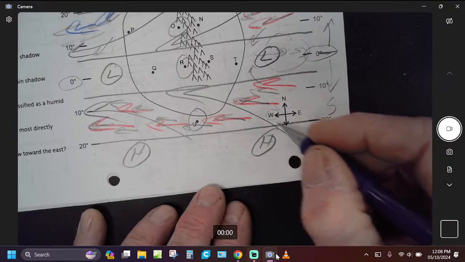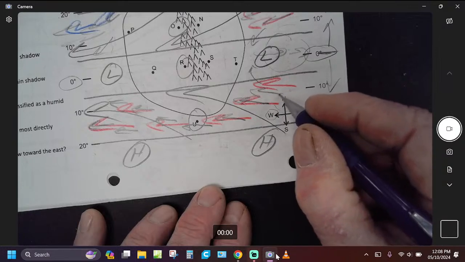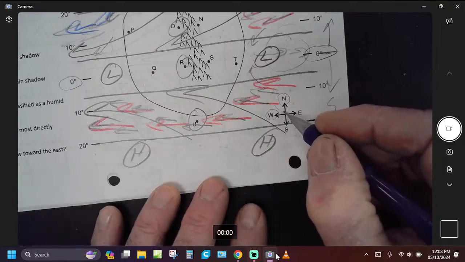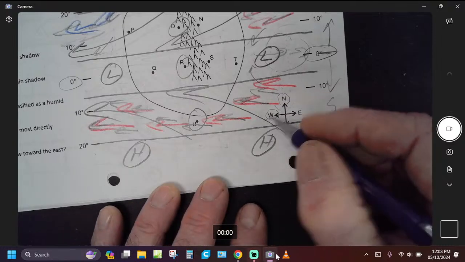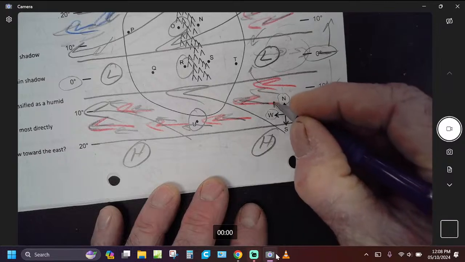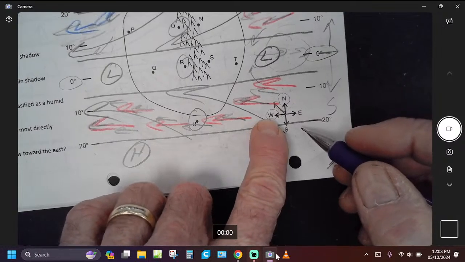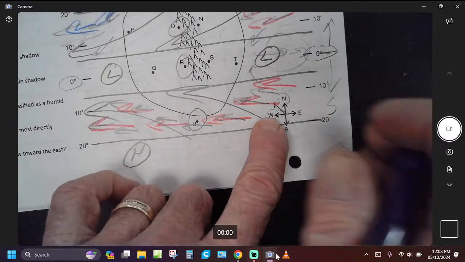So here's west, and here's north, and northwest means right in between there. So it's not going to go straight up, it's not going to go straight over, it's going to go like this. So there's an arrow to the northwest. So we just need to find a place where the wind is blowing in that direction.